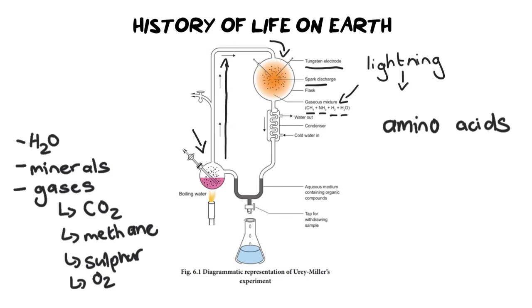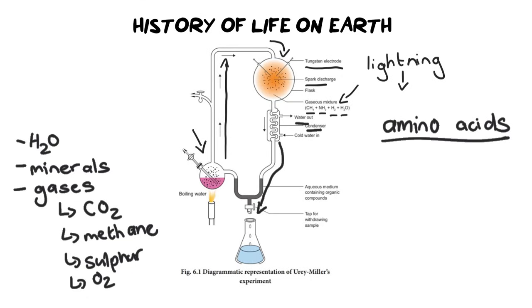After leaving the apparatus set up and just letting the electricity run through it, they slowly collected the water and condensed it like it would if it was falling as rain. They allowed it to drip down into this collection funnel down here. And what they found was they had produced amino acids.